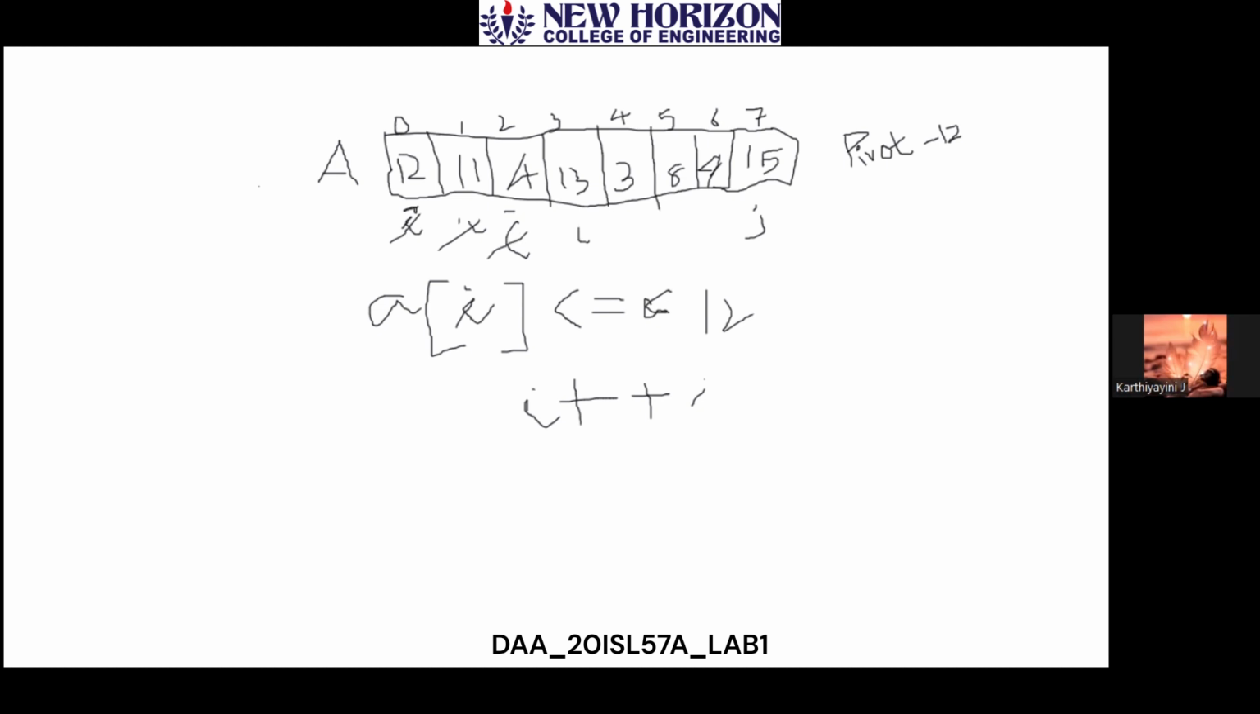Now you see a of i is 13. Is 13 less than or equal to 12? No, false. If this were true, you would increment i plus plus. Otherwise, what? Simple logic I'm telling. Later I will explain the program completely. Here this is a snippet, so it depends upon the procedure. What you have to do means you can't increment i, so you have to decrement j. That means what?